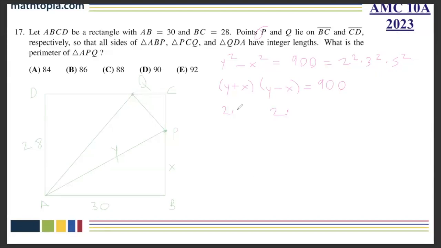A total of at most 9 ways to distribute these two factors, right? No matter how you distribute them, there's only one way that gives you x as a positive integer value that doesn't exceed 28, and that's by assigning 5 squared here and 3 squared here. Any other combination will exceed it. For example, the second place for closest together would be 2 times 3 squared times 5, and over here 2 times 5.